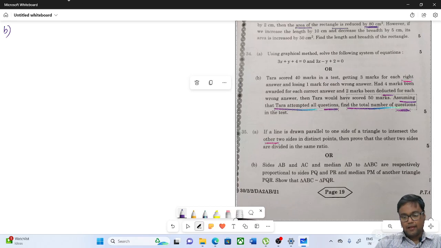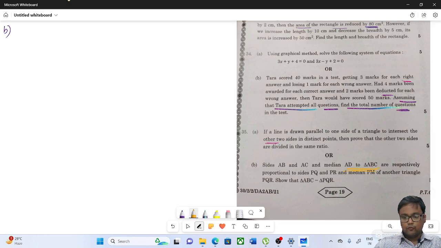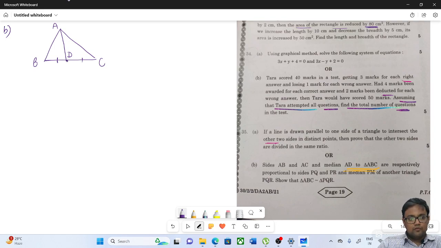Side AB and AC and median AD of triangle ABC. So there is a triangle ABC, with vertices A, B and C, and there is a median to this triangle, intersecting the opposite side at its midpoint D. Now what is given to you?